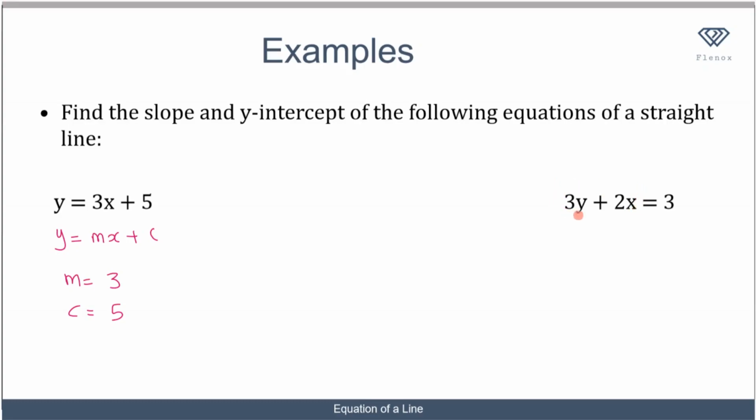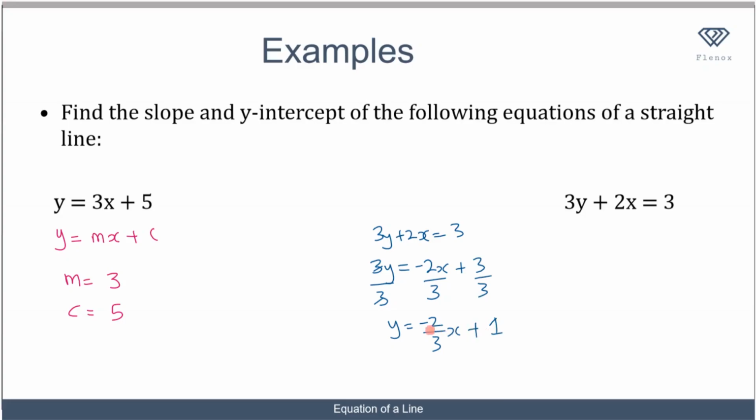Now in this second form, we can see that this is not in the general form. So what is the first thing we have to do? We have to convert this to the general form by making y the subject of the formula. So we have 3y plus 2x equals 3. So I have 3y. If I bring 2x to the other side, I have 3y equals minus 2x plus 3. Now if I divide through by 3, what do I have?